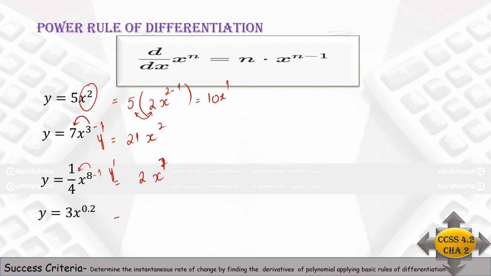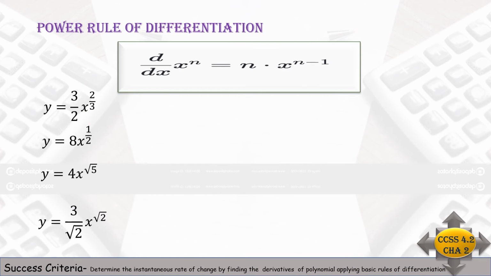Same, in order to take the derivative of 3x to the power negative 0.2, multiply 3 with the 0.2, you will get 0.6. X to the power, from 0.2 subtract 1, you will get negative 0.8. Now avoid writing the negative exponent, so you will just bring it down to convert it into a positive exponent.